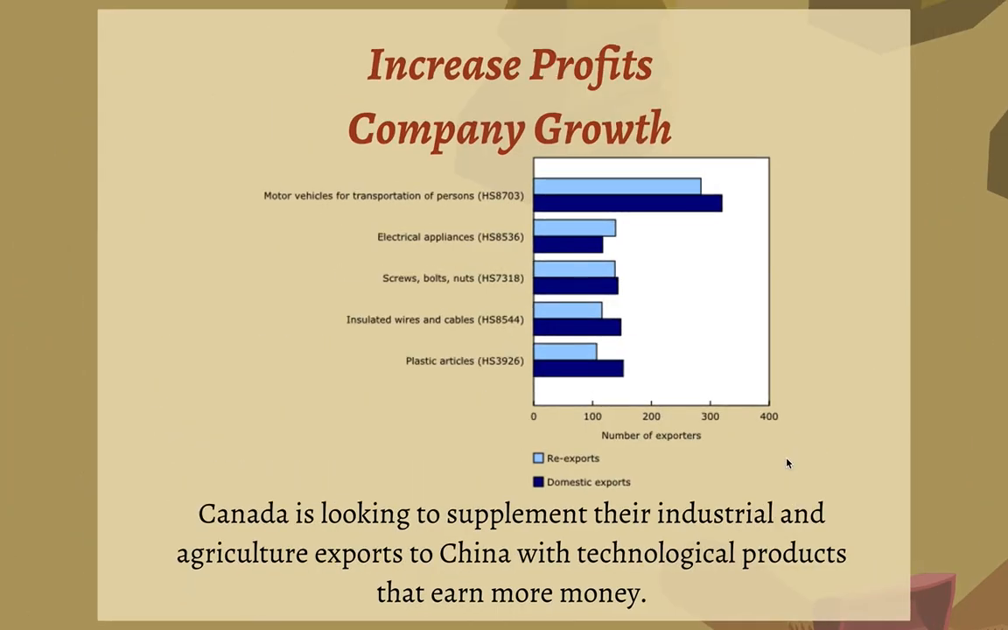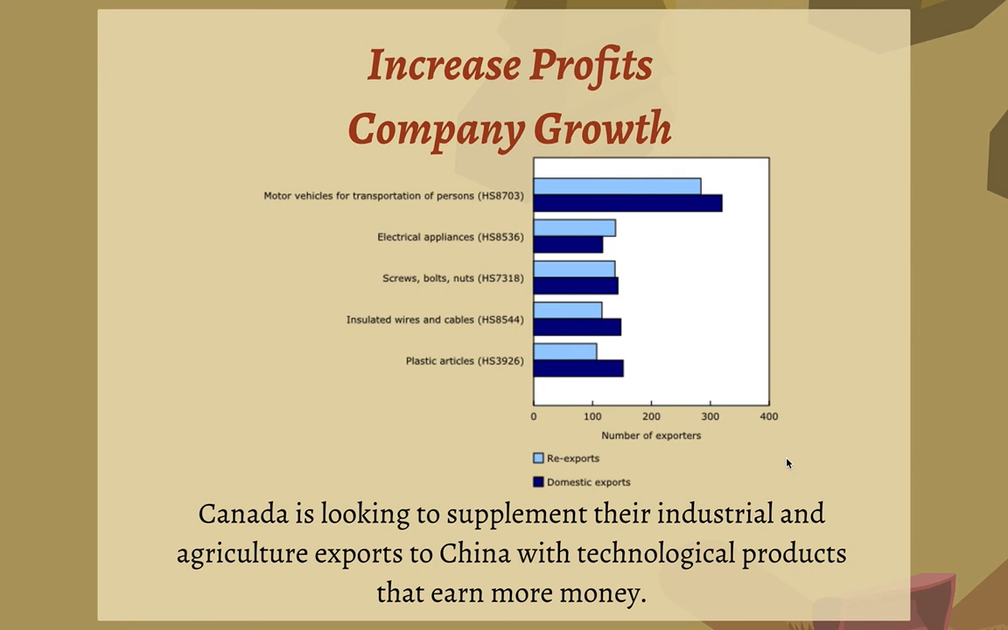Here is a graph from Statistics Canada from 2018, which was the most recent years, showing the number of companies that export goods to China. So we might think, oh, we only export agricultural products there, but no, there's about 4,000 businesses, and many of them are industrial and technological products, and they export to China because they're looking for that next opportunity to grow their company and increase their profit.